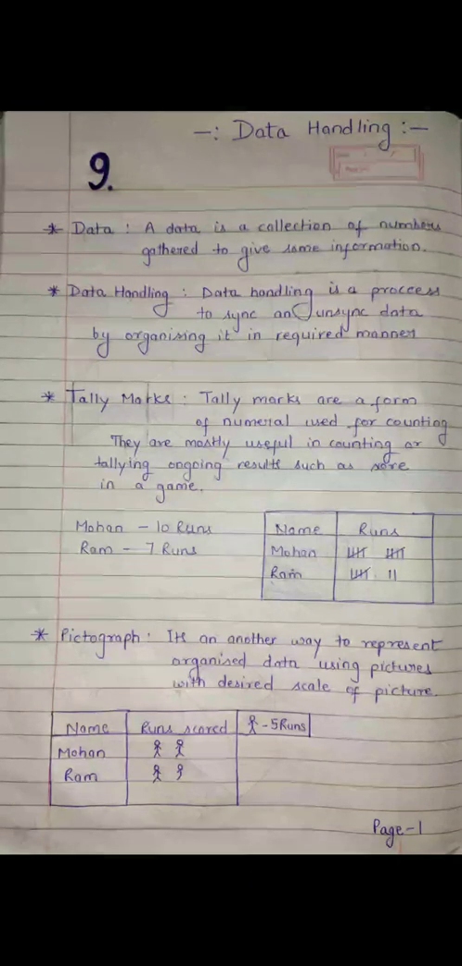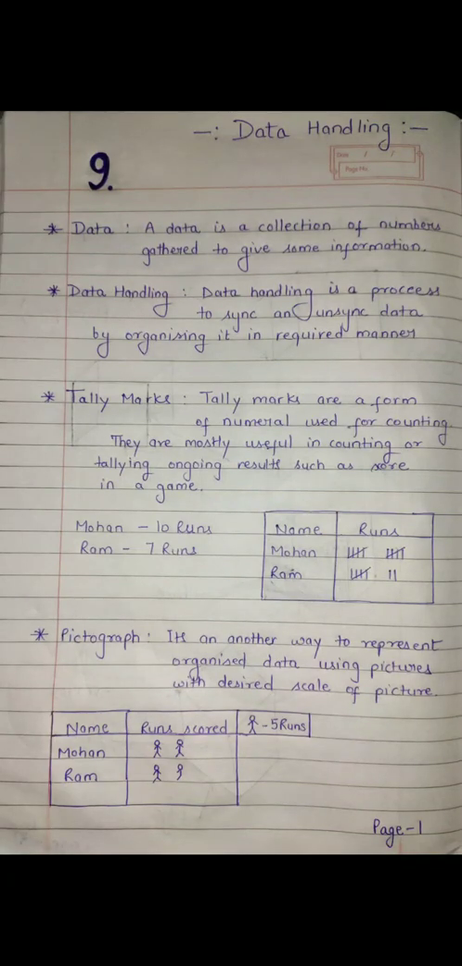So, what is data? Data is a collection of numbers gathered to give some kind of information. I'll make you understand with the help of an example. For example, we all see a cricket match. In a cricket match, different players score runs, different bowlers take wickets, and different players take catches. So all this is unsynchronized information. So this is data for us.